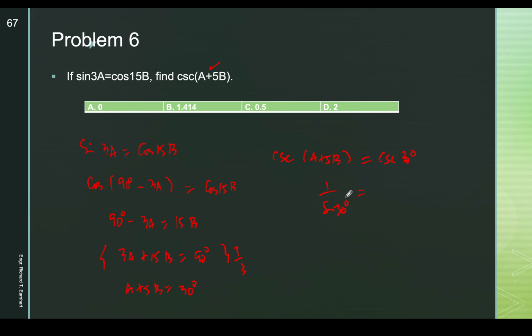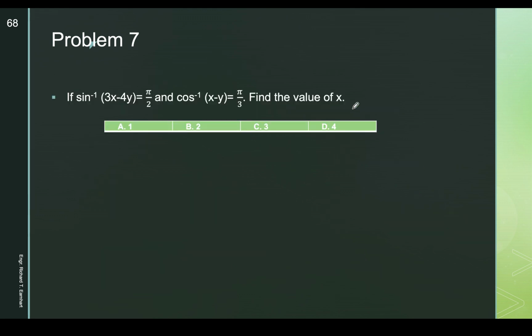Sine of 30 degrees, this is 1/2, no? So this must be equal to 2. Is it correct? 30 degrees. This is 1. This is 2, square root of 3. So opposite. So we have 1/2. Okay? So letter D. Number 7.